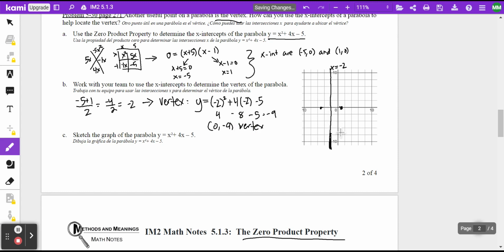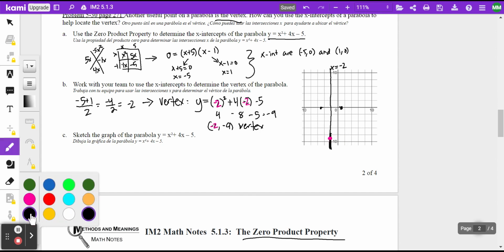Okay, so 0, -9. I think I did something wrong. One second. Yes, I definitely did something wrong. X is not 0. It's -2. Should have been -2, since that's what I plugged in. And that's the line of symmetry, and the vertex is on the line of symmetry. So the vertex is at -2, -9. It's right here.